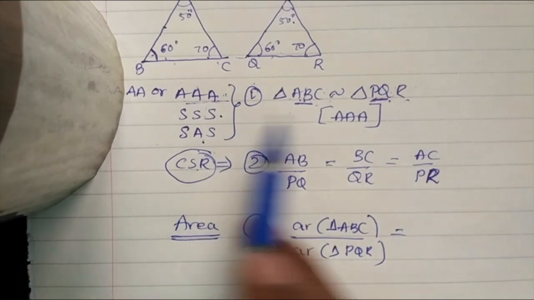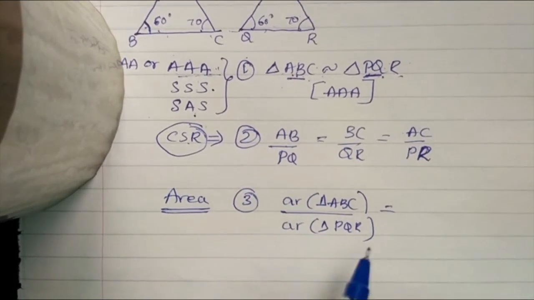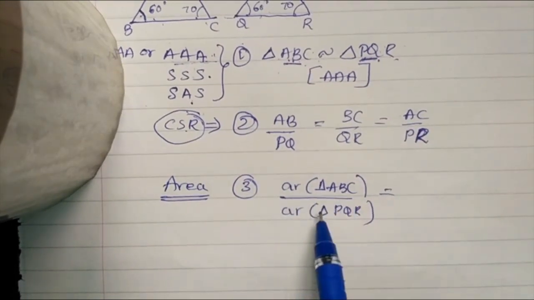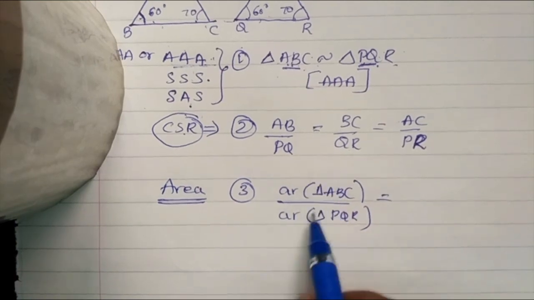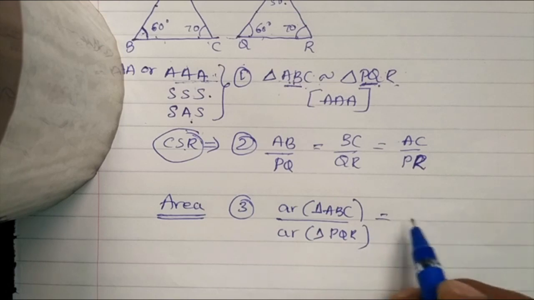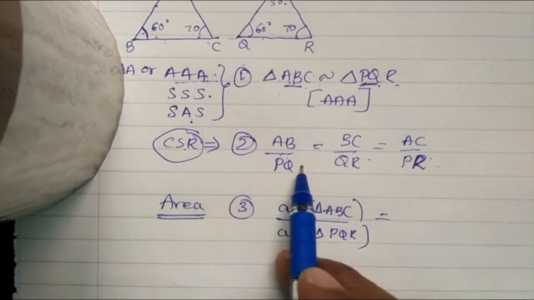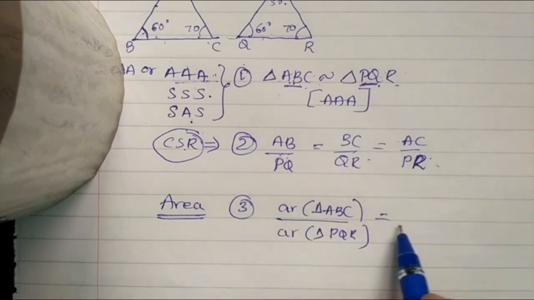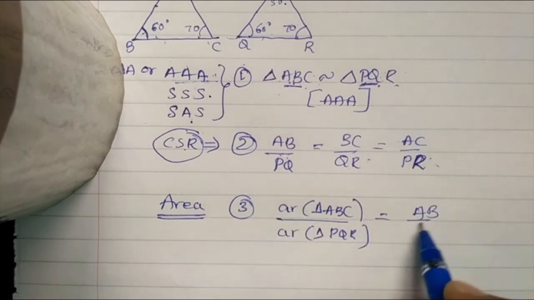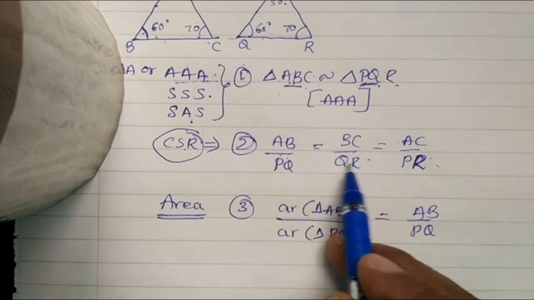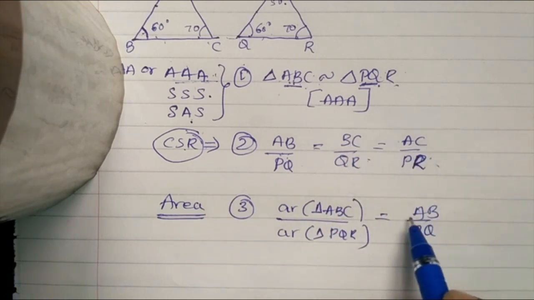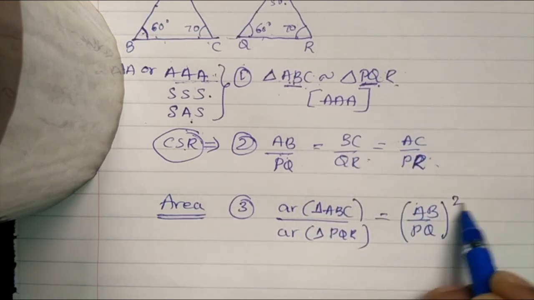Definitely the areas of both the triangles are not the same. The areas of those two triangles are not the same, but they are in a ratio. How do we get the ratio of the areas of both the triangles? You wrote three ratios from the corresponding sides. Out of these three ratios, take any one, AB by PQ, BC by QR, or AC by PR, and go for squaring.